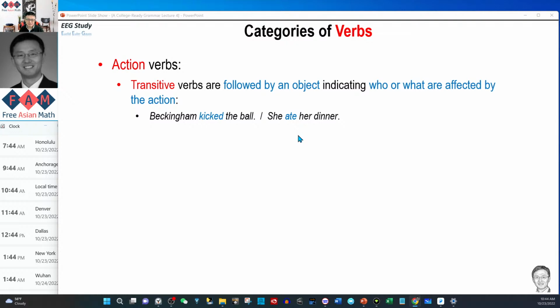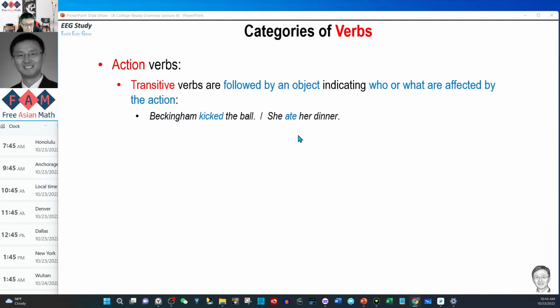Beckham, the British soccer star, Beckham kicked the ball. So kick here is clearly a transitive verb because it has a direct object, ball. And the ball is affected by this action, kick. Or the ball is the recipient of this action, kicked. And who performed this kicking action? Beckham. Okay?